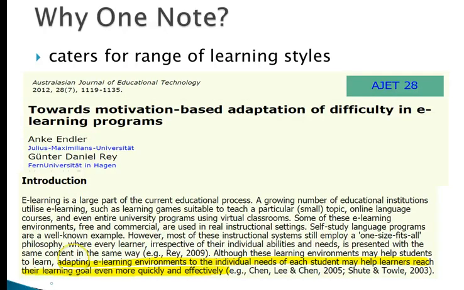And there's also information here from another reference. By catering for a variety of learning styles, students are more likely to reach their goal more quickly and effectively. Okay, and there's videos in the remaining links within this PDF, within this presentation, that demonstrate the use of OneNote and how it can cater for a range of learning styles.